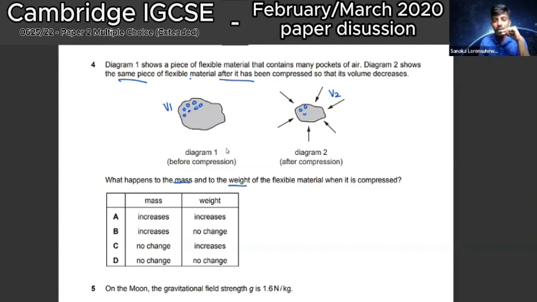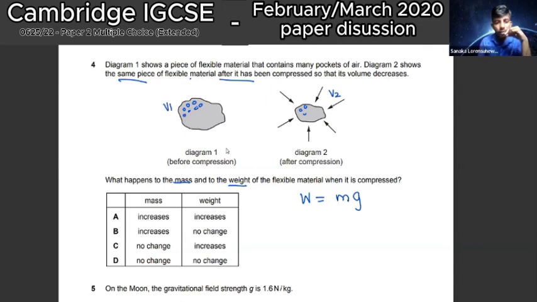Weight. In the previous question we learned that W equals mg. Weight equals mass times gravitational acceleration. I taught you in the previous question. W equals mg. Can W be changed? Sorry, W cannot be changed. Why can W not be changed? The same mass, but the volume is different. Okay, right.